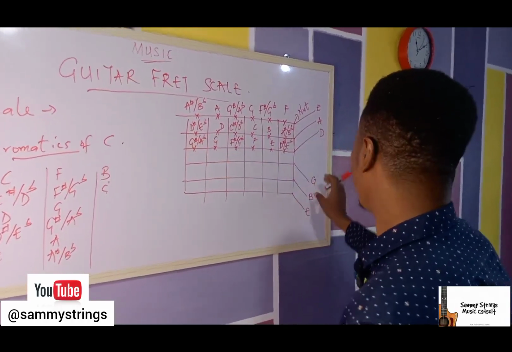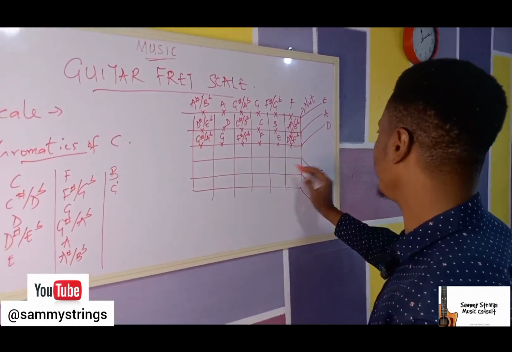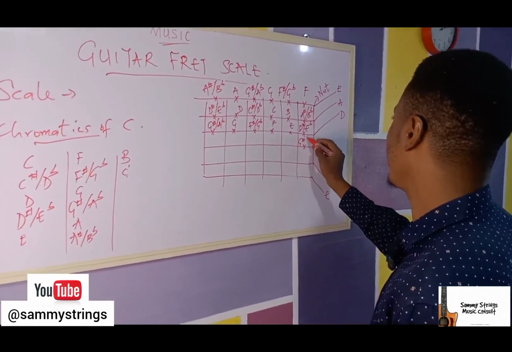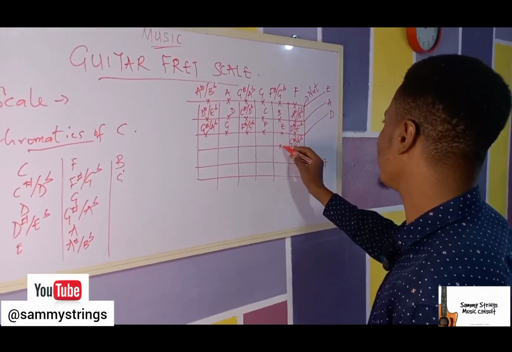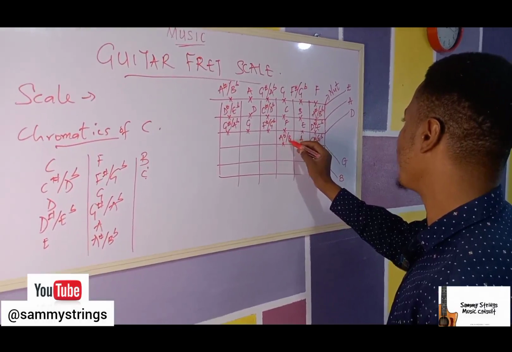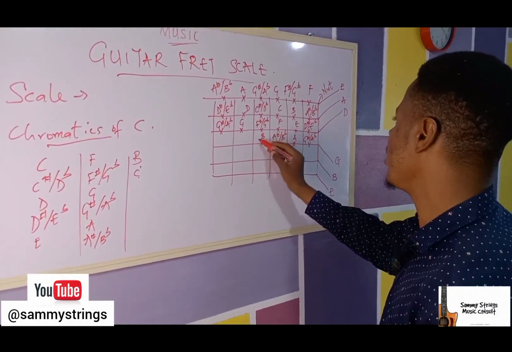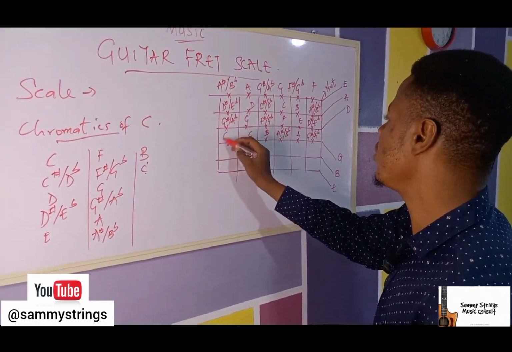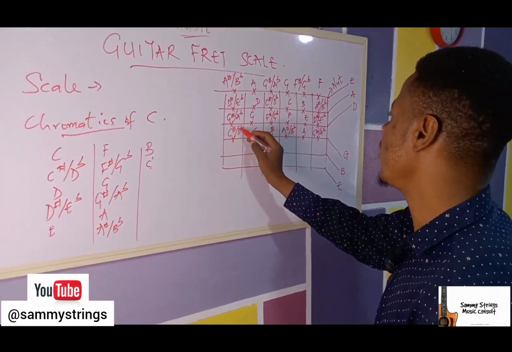So now moving to the next string below, I have my G on free string projection, then I have G sharp or A flat. Immediately after that, I have A sharp or B flat. I have B next, I have C next, then I have the C sharp or D flat next.